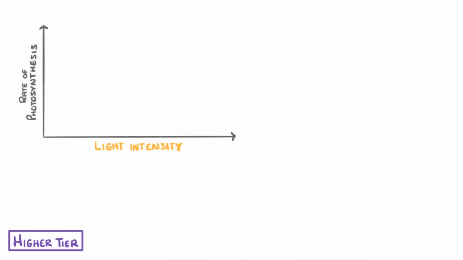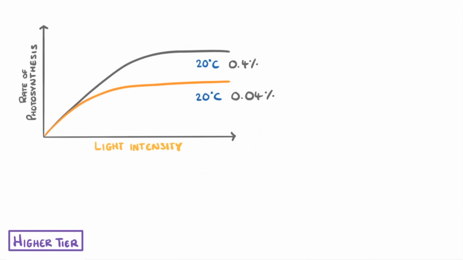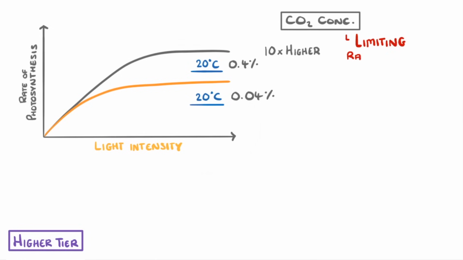Sometimes you might see a graph that shows all three factors. For example here, we can see that both curves have the same temperature, but the carbon dioxide concentration is 10 times higher in this top curve. So it must be the carbon dioxide concentration that's limiting the rate of photosynthesis of this lower curve.